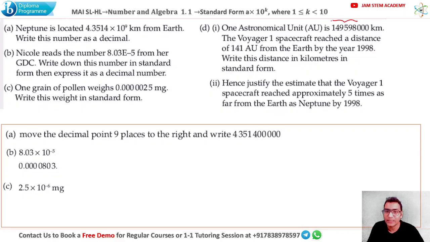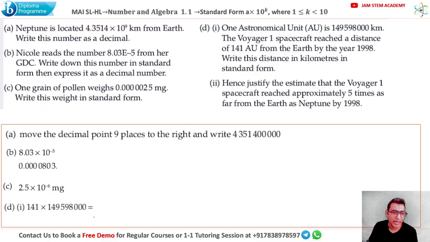So we have this much distance in kilometers, right? And 141 astronomical units is the total distance. And one astronomical unit is this many kilometers. So in order to find the total distance, we can simply multiply this number with this number. Correct? And we will get our answer in kilometers. But later we have to convert it into standard form also. So let me write it for you.